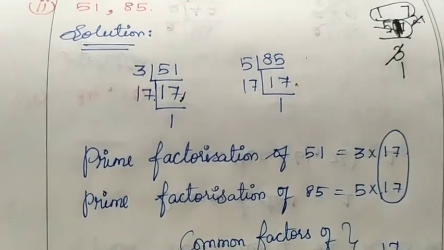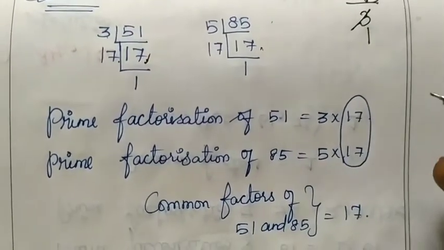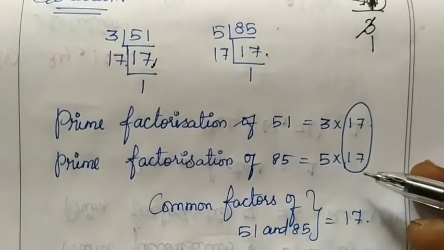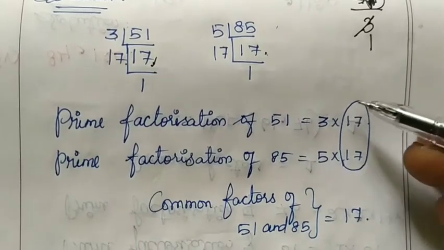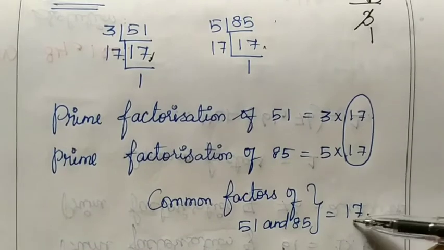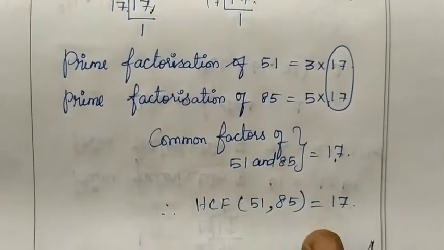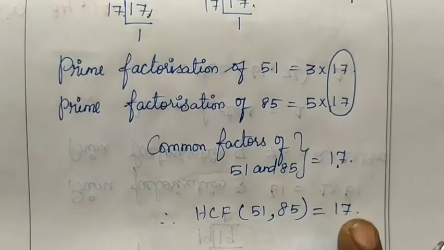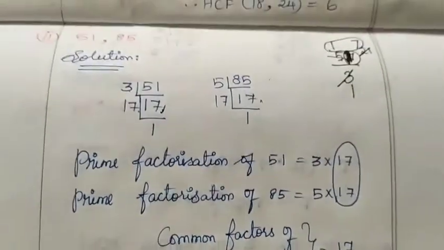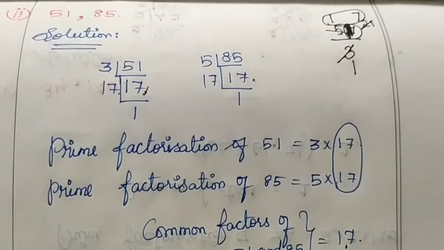Can you understand? Go to the prime factorization of numbers 51 and 85: 3 into 17, and 5 into 17. 17 is a common factor. So I take the 17 here. So this is the HCF of numbers 51 comma 85. 17 is the answer for this question. Can you understand this? Yes, let's go to the next one.